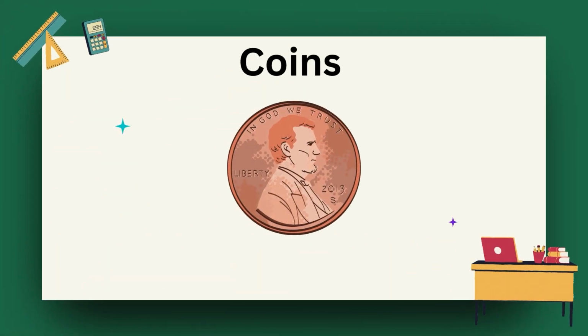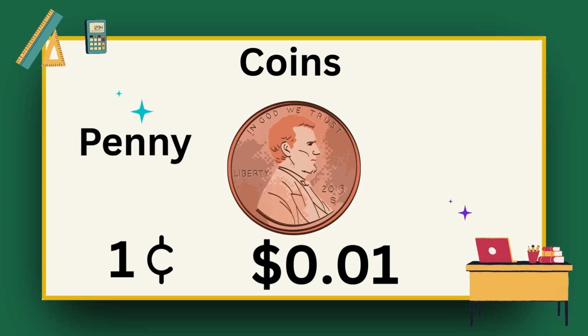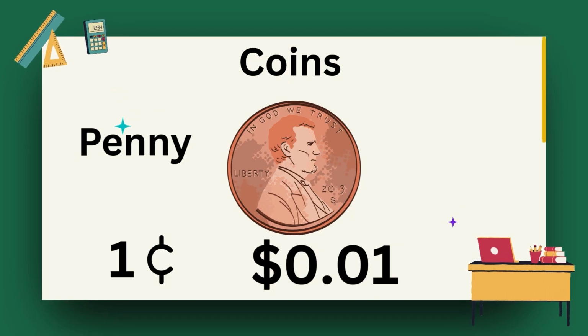So what is this first coin? Okay, some of you said a penny, and it is worth 1 cent. We can write that a couple different ways. We can write that with a cent sign or with a dollar sign, and it looks like this with a decimal point and a dollar sign.